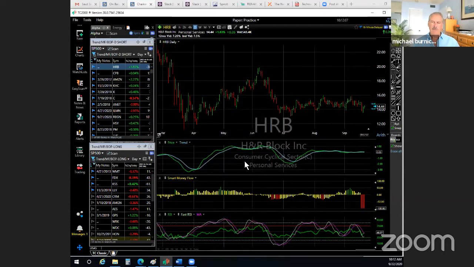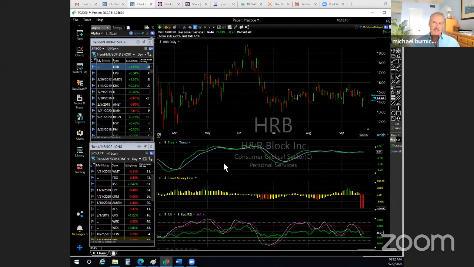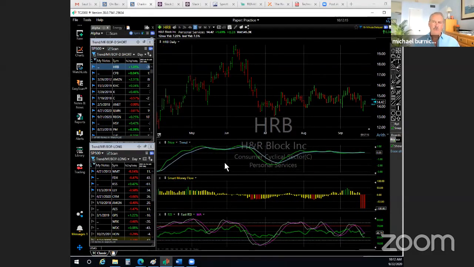And MACD, that stands for moving average convergence divergence. It's again a pretty common technical indicator. MACD tells you sort of where the trend is. Are you in gear to the upside or are you in gear to the downside? And in this case, we're taking a look at H&R Block.